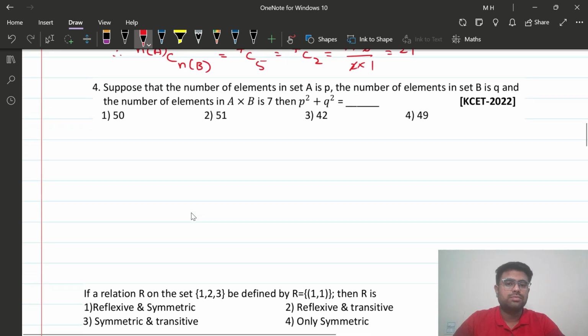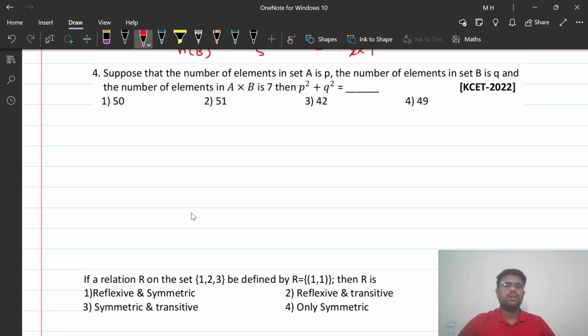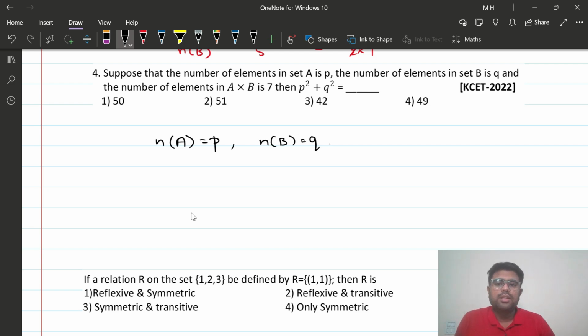Okay, fine. So let us now take up the fourth question, which is again on a very similar concept. Suppose that the number of elements of set A is P, that is n of A is equal to P, and the number of elements of set B, n of B, is equal to Q, and the number of elements of A cross B is 7. Then they are asking the value of P square plus Q square. Fine, we can do it. It's not a big deal.